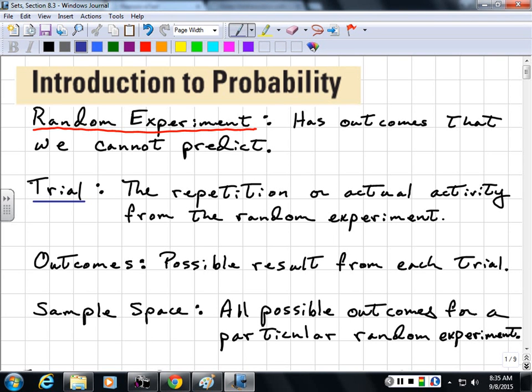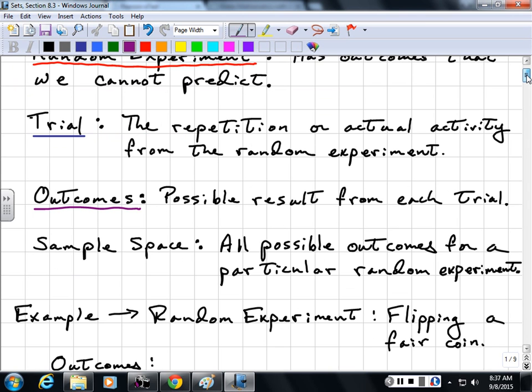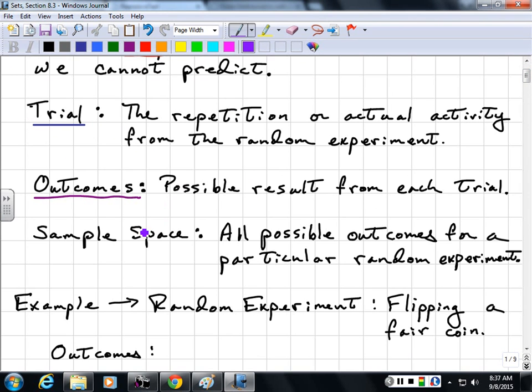Now, when I say that I can repeat this a number of times, that's because I'm interested in the outcomes. Possible outcomes from each trial. I want to record every single thing that I do. Then we're going to talk about sample space. That's going to be all the possible outcomes for a particular random experiment.